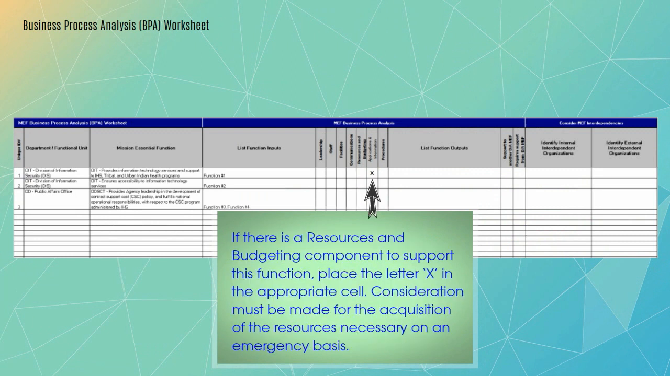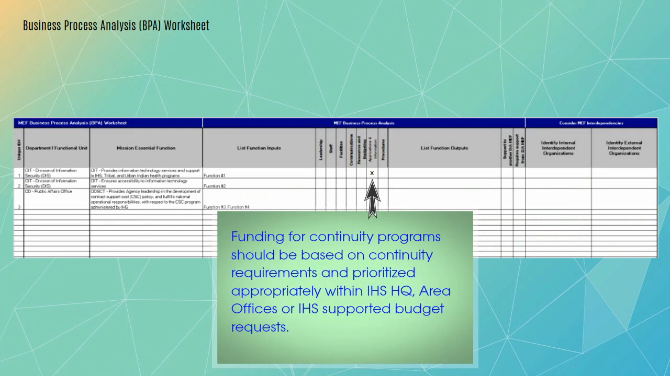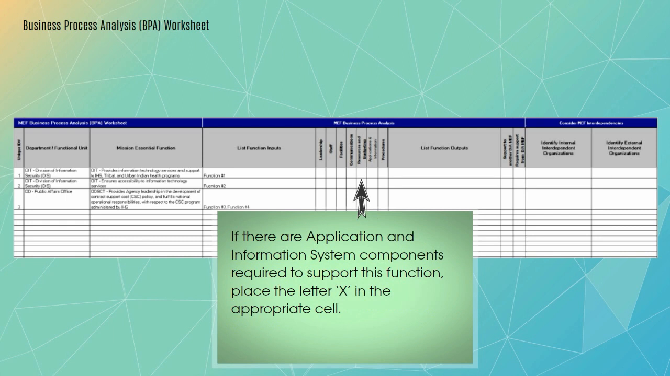If there is a resources and budgeting component to support this function, place the letter X in the appropriate cell. Consideration must be made for the acquisition of the resources necessary on an emergency basis. Funding for continuity programs should be based on continuity requirements and prioritized appropriately within IHS headquarters, area offices, or IHS-supported budget requests. If there are application and information system components required to support this function, place the letter X in the appropriate cell.